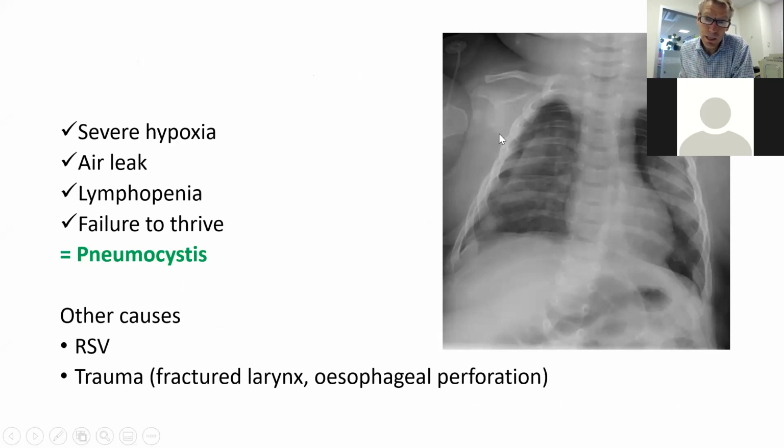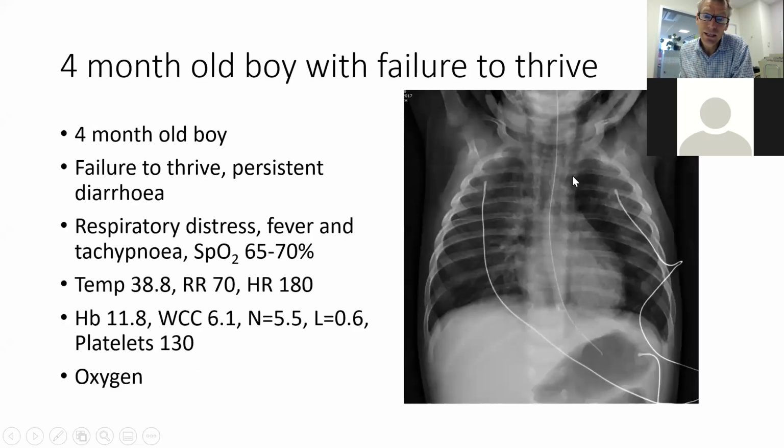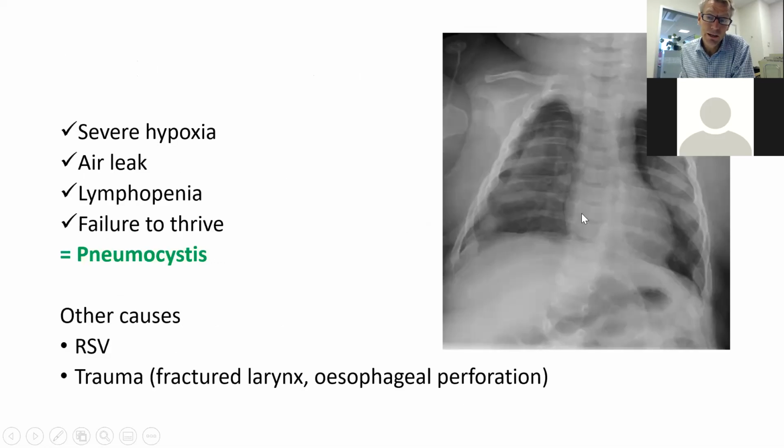And this baby, this one here, and this one both had pneumocystis pneumonia. That's a typical X-ray appearance of pneumocystis pneumonia. We get used to pneumocystis being this sort of diffuse bilateral fluffy opacity, and mostly it is, but sometimes it can present with severe air leak as well.